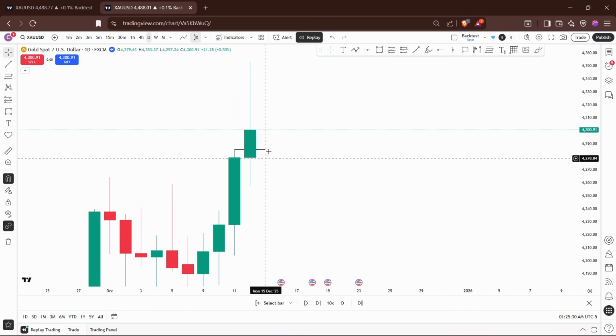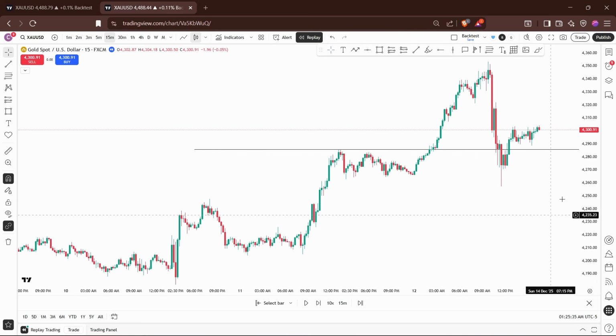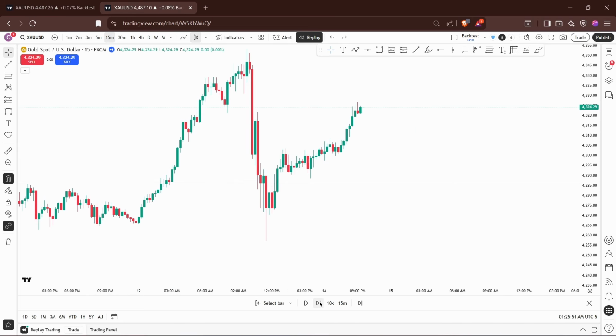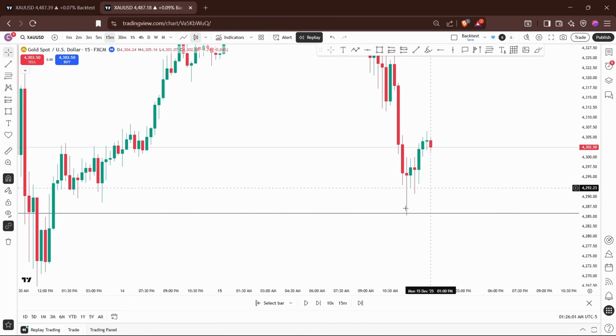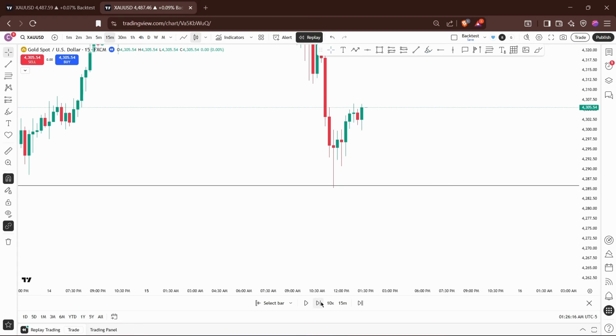So let's go to the lower time frame to see the entry confirmations. Let's wait for the market to reach our POI. We can see that it reached our POI, and there is a huge reaction to the upside. We do not trade the candle wick reaction. We wait for the candle to close.